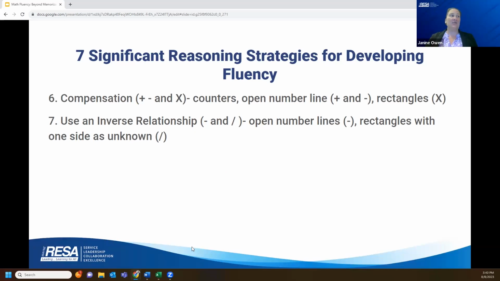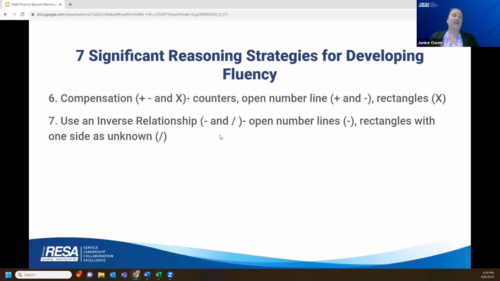Compensation is best used with addition, subtraction, and multiplication. You can use counters or an open number line or rectangles when we're dealing with area to show how we can compensate. Someone here had mentioned using a compensation strategy, and I believe it was Michelle, when you were talking about 45 minus 18 and compensating by making 18 into 20. So with compensation, I can move this number, I can break it apart, I can make it into something different, and then I can be more flexible with how I solve it.